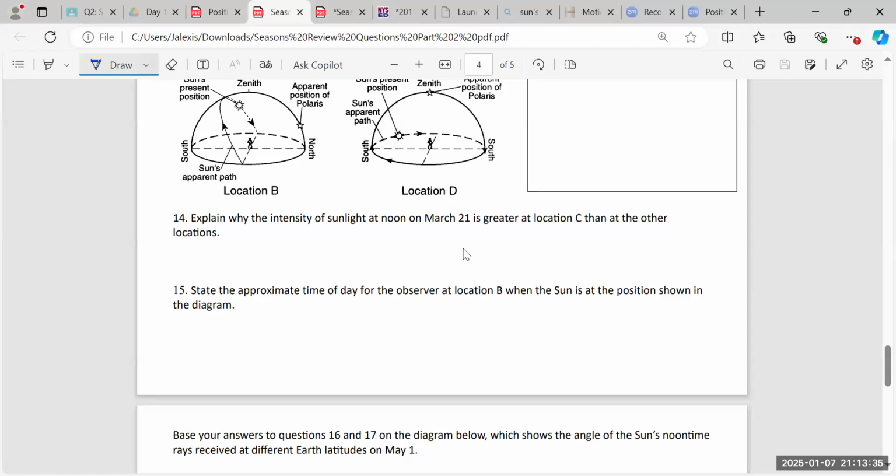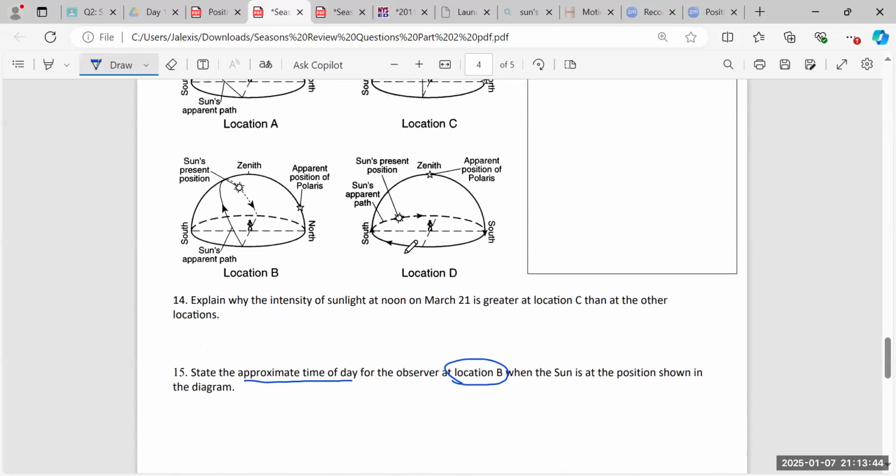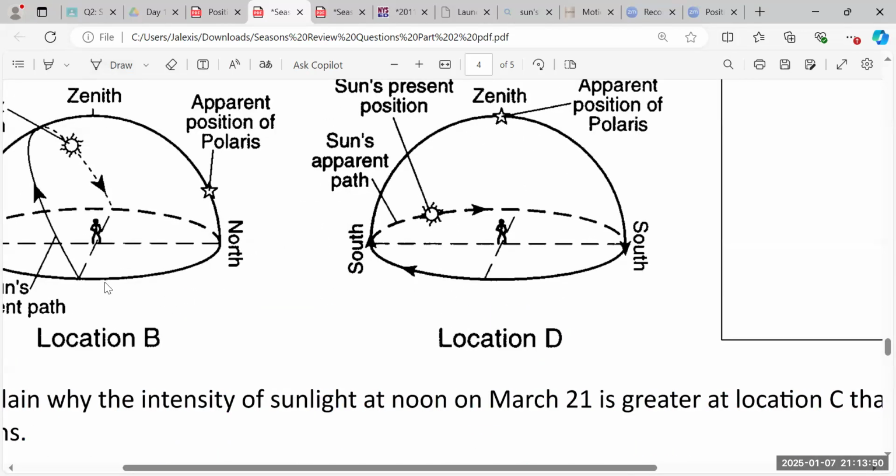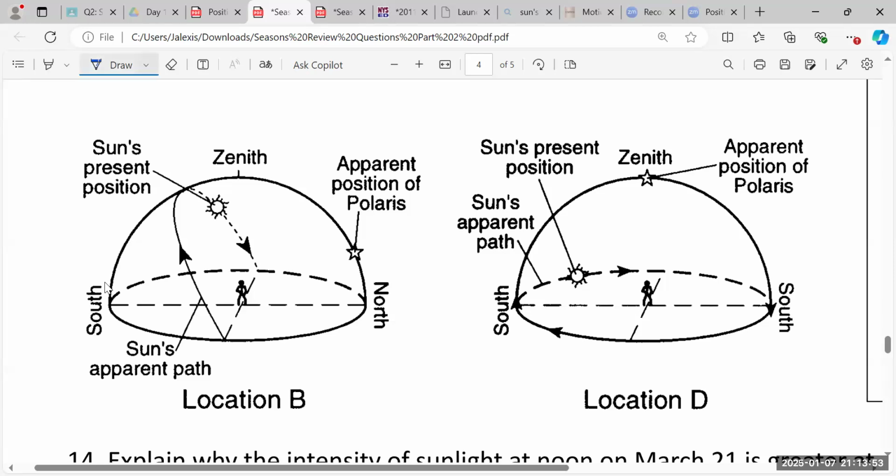Number 15, state the approximate time of day for the observer at location B when the sun is at the position shown in the diagram. All right. So first things first, I'm going to zoom in here. You see this point right here? Right when the sun reaches this point, the dome, the highest point, that's supposed to be solar noon, which is also known as 12 p.m. So we know the sun's present location is going to be past 12 p.m. All right, are we with me so far?